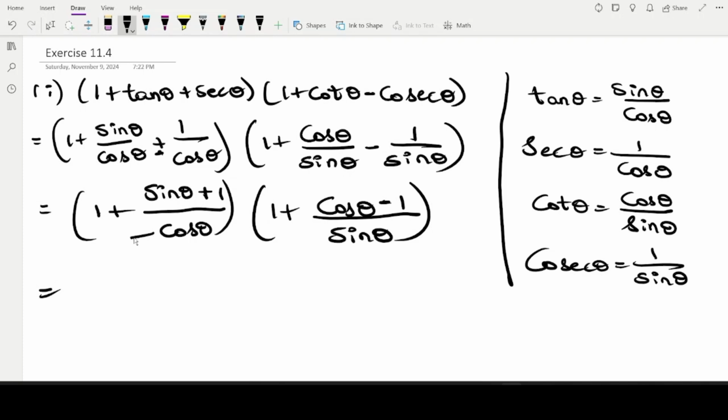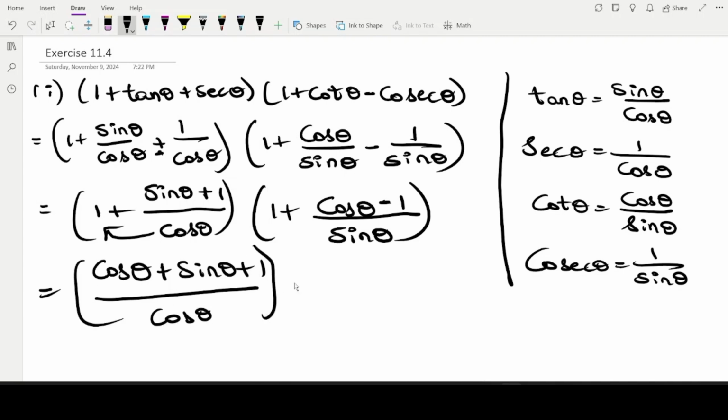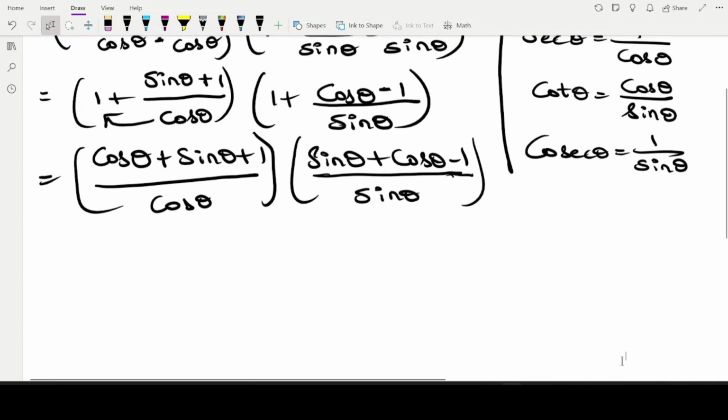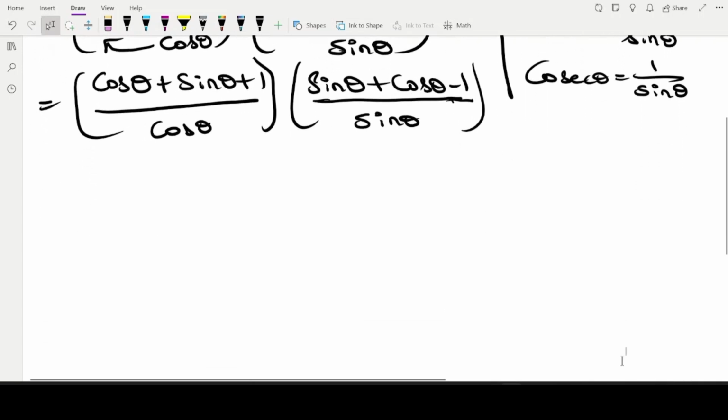Now cos theta is multiplied with 1, so cos theta into 1, making cos theta the denominator for the whole equation. Cos theta into 1 is cos theta plus sin theta plus 1 divided by cos theta. Sin theta into 1 is sin theta plus cos theta minus 1 divided by sin theta. So this would be the next value. Here you can see clearly cos theta plus sin theta as one term and the remaining value 1 as one term.